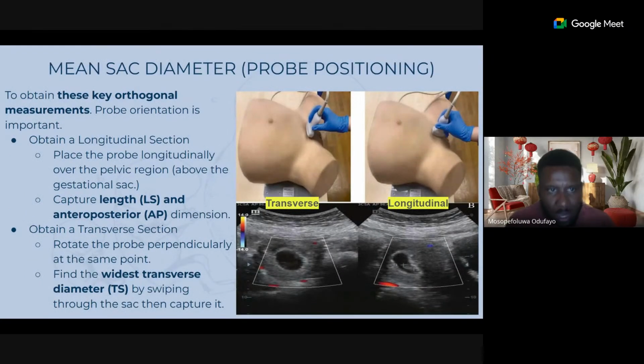Is that okay? And so again, to obtain the mean sac diameter, look at the way the probe is handled here. We first of all take a longitudinal section by directing our probe longitudinally, and that gives us the longitudinal diameter. Then here, we can also take the anteroposterior. Then we turn our probe transversely, perpendicular to the longitudinal section, and we take the widest transverse diameter. It is this average that gives us the actual mean sac diameter.